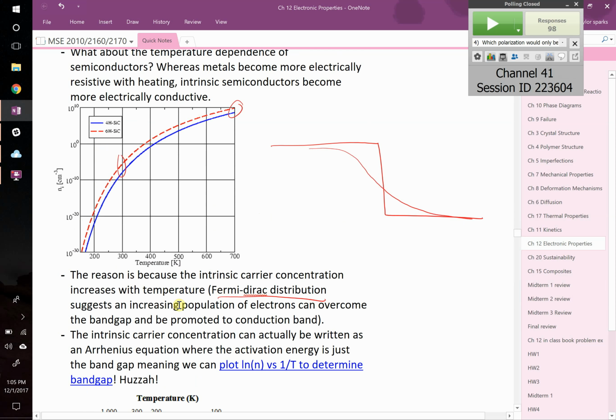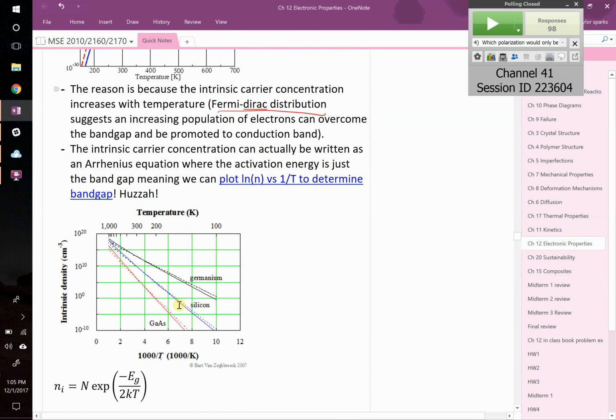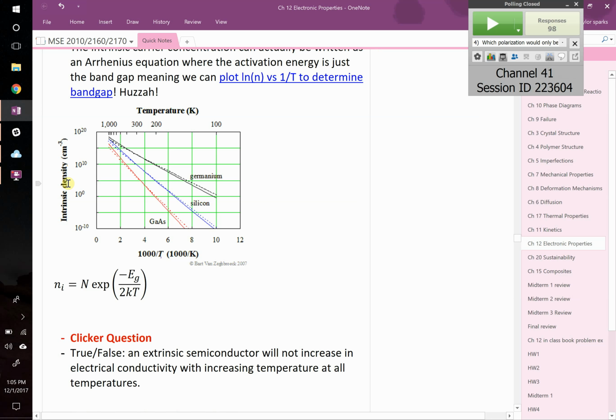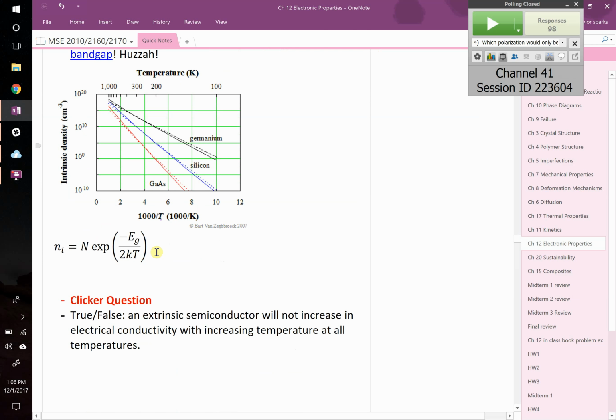Okay? So what you can do if you have a plot like this is you can plot it in a different way. Instead of plotting just N sub I versus T on regular scales, if you plot the natural log of the intrinsic carrier concentration and you plot that against 1 over temperature, then the slope of this will give you the band gap. How do we know that? Because the number of intrinsic carriers, right, that's equal to N times the exponential of our, this time it's not an activation energy, it's the band gap. We think of it like an activation energy though. It's still an energy hurdle that has to be overcome, and then you're going to divide that by thermal energy.